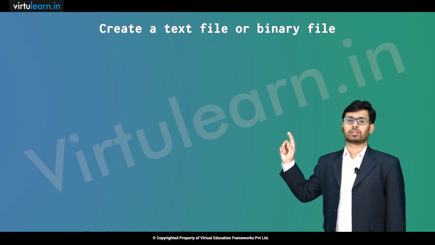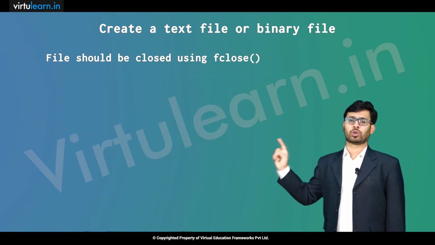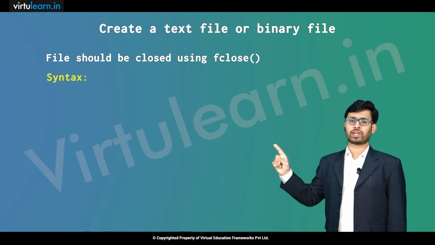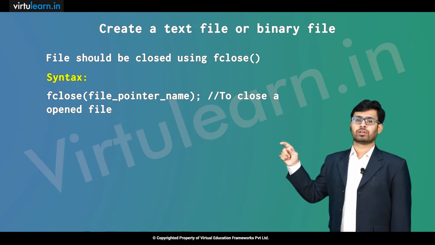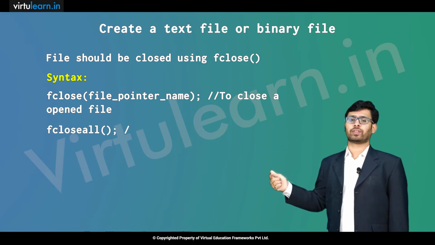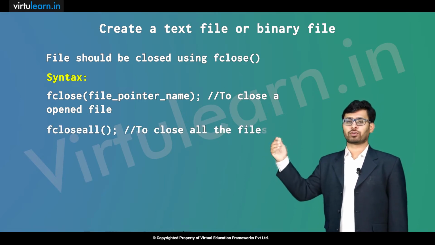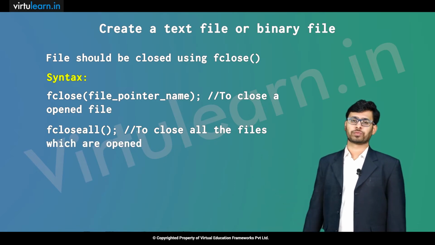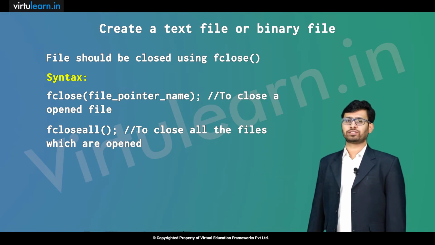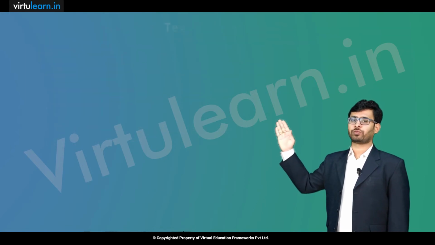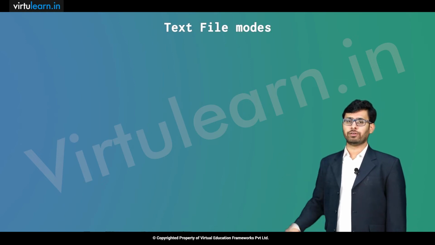Next, the file should be closed using the fclose function. The syntax is fclose followed by the file pointer name. You can also close all the files together, that is, whatever files you have opened, with fcloseall. So these are the functions used: fclose and fcloseall. Now let us see the different text file modes individually.